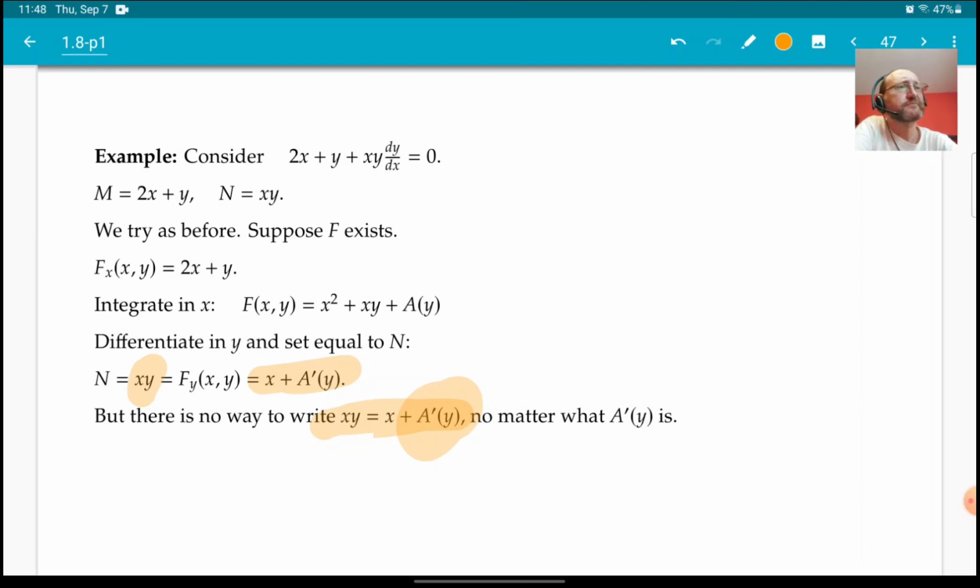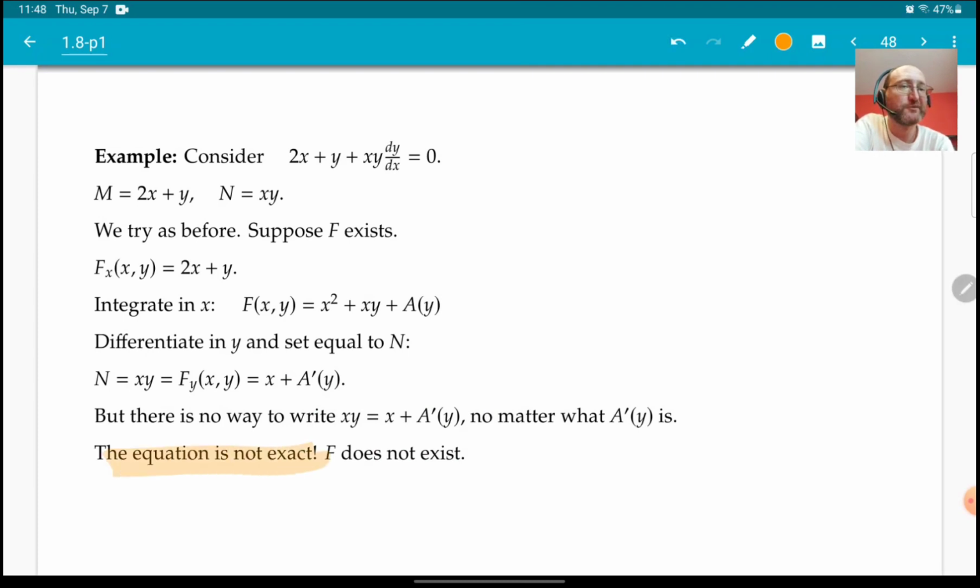So what's going on? Well, the equation is not exact. There is no such f. We were supposing it exists, but it doesn't, so we can't find it. That's one way to figure out that the equation is not exact: try to solve it, and if you fail in this way, if you basically show that there's no way to do this. It could also be that you failed because you can't do some of these integrations.